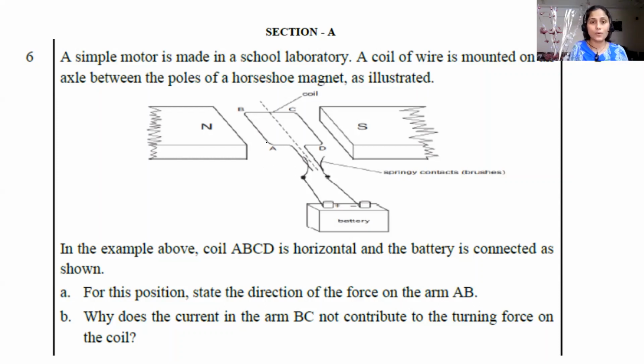As you can see, the magnetic field lines always move from north to south, so they will be propagating like this. You are clear with that? The current through this arm is moving from A to B. Why? Because this is the positive terminal and this is the negative terminal of the battery. So the current will be propagating like this. Now what law, what rule do we have to use to determine the force?